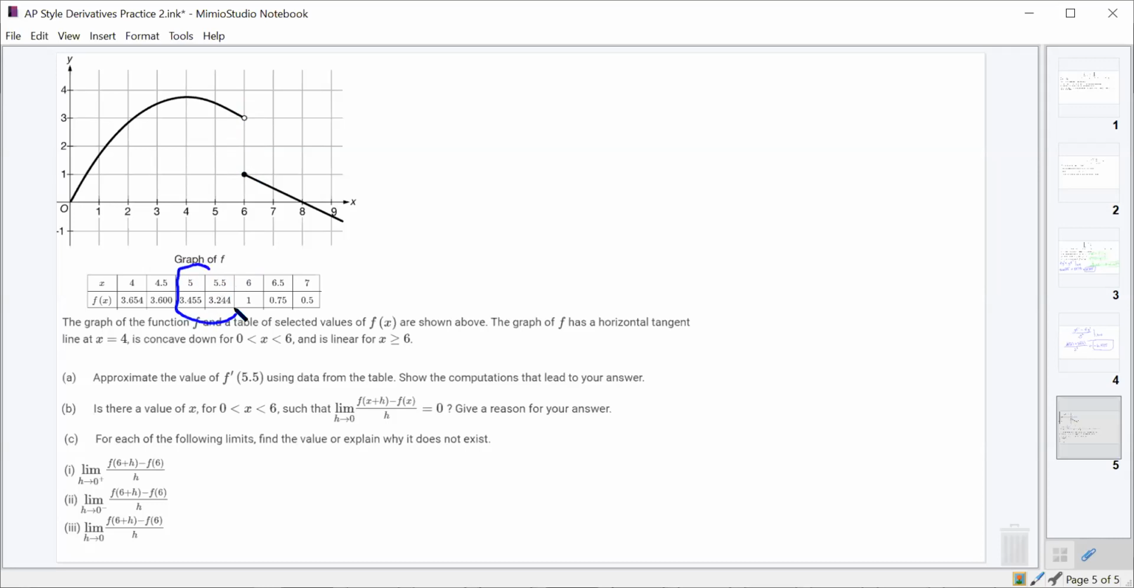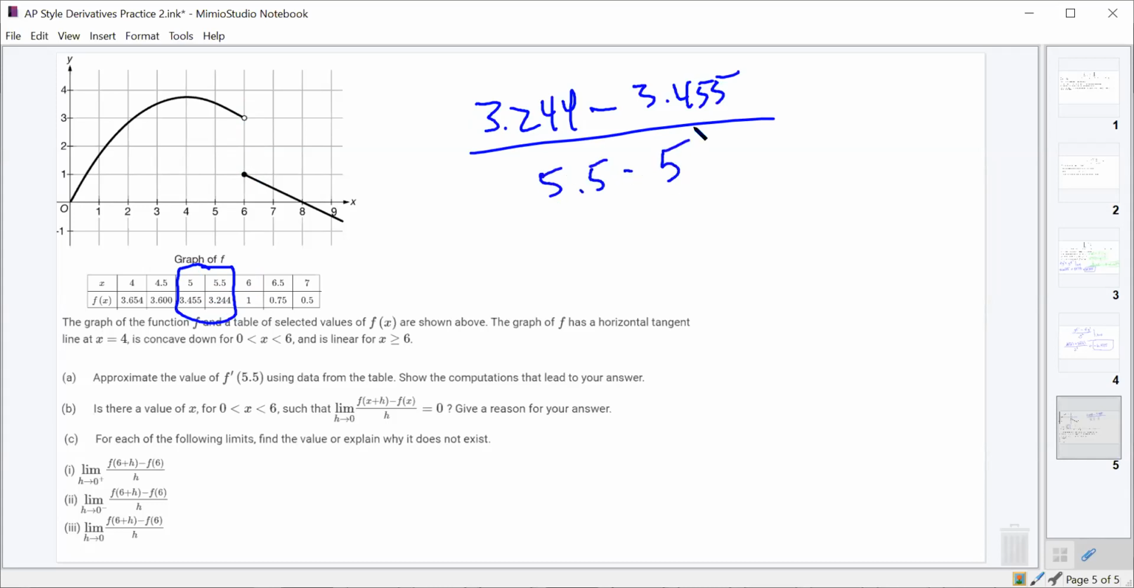So the interval from 5 to 5.5 would be our best bet here, even though we don't actually have anything above 5.5 to use. So we can do 3.244 minus 3.455 over 5.5 minus 5. Good or no? Good. And what did that come out to be? I think it was negative 0.422 or something like that. Yeah, negative 0.422. Everybody feel okay about that?